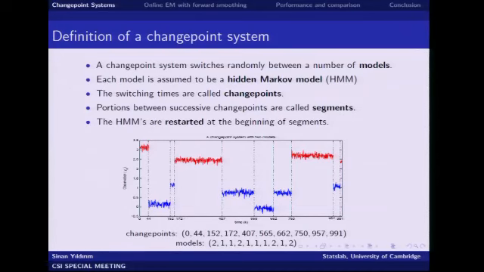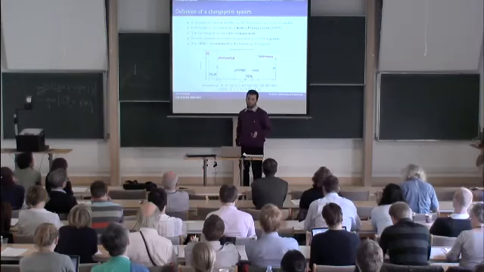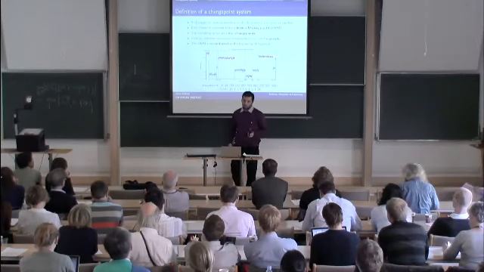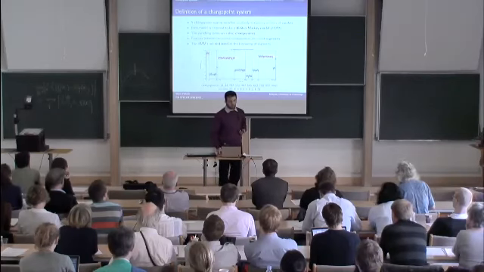So first, the definition of a changepoint system. A changepoint system switches randomly between a number of models in time, and each model is assumed to be a hidden Markov model. The switching times are called changepoints, and portions between successive changepoints are called segments, and the HMMs are restarted at the beginning of segments.